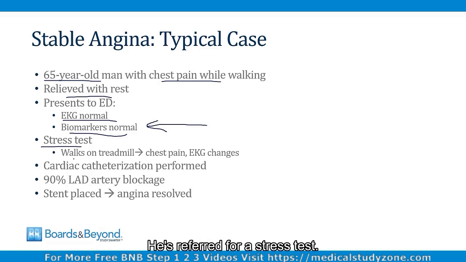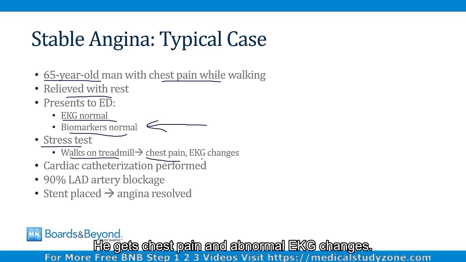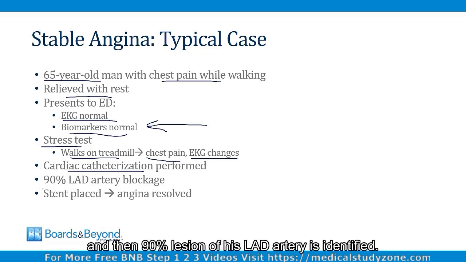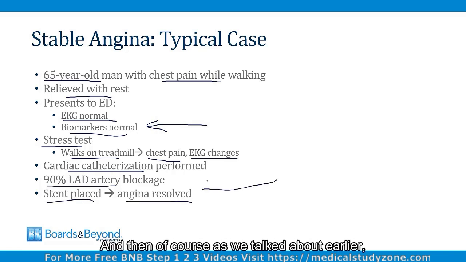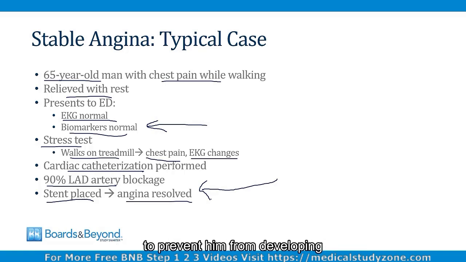He's referred for a stress test. He walks on the treadmill. He gets chest pain and abnormal EKG changes. He has a cardiac catheterization, and a 90% lesion of his LAD artery is identified. A stent is placed and his angina is resolved. And then, of course, as we talked about earlier, he will be placed on lifelong aspirin and statin to prevent him from developing subsequent myocardial infarction.